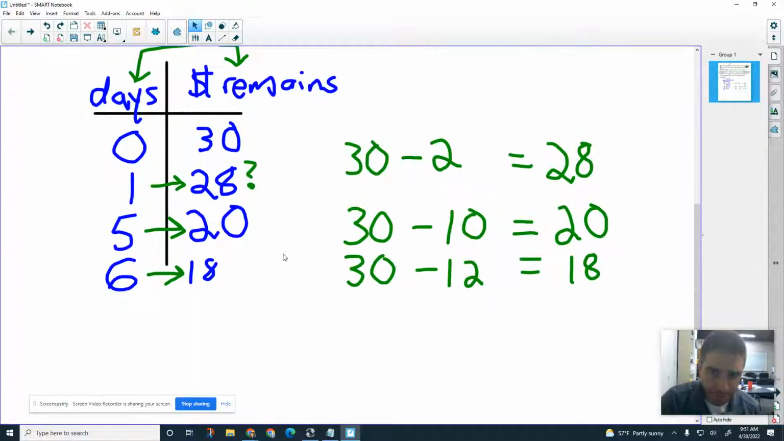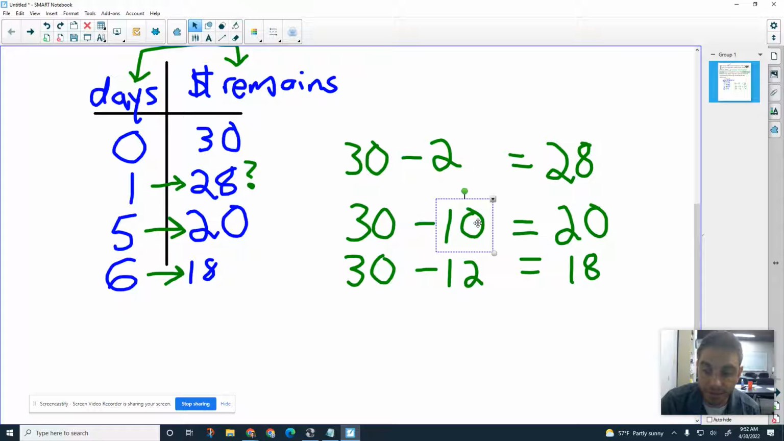Next thing I'm going to do is tweak this a little bit. I'm going to change it a little bit. So instead of saying 30 minus 10 equals 20, let's focus on the 10 part. 10 stood for how much money this person was using for lunch. We got 10 because it was after 5 days. Okay, 5 days of lunch cost $10. $20 remains in the envelope.